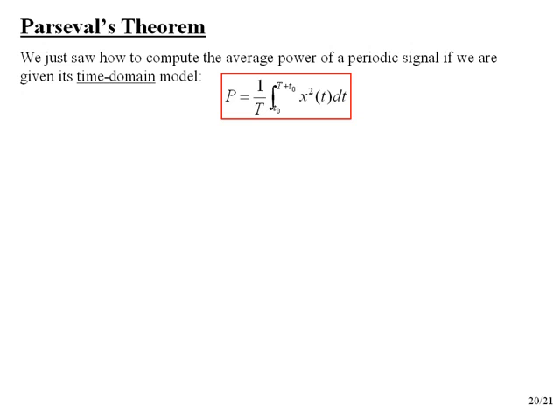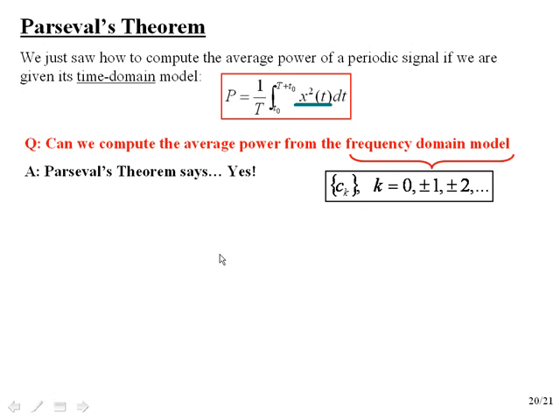So we've just seen how to compute the average power of a periodic signal given its time domain model. So you tell me its time domain model, so you tell me x(t). I have to square that model, integrate it over one period, and divide by T. Then I get the average power of a periodic signal.